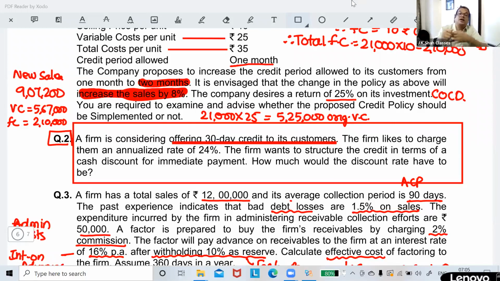First of all, you understand the time value of money, right? Whatever I sell today, you plan to pay me after 30 days. So I add 24% interest annualized in it. Now I will have to offer you such a discount so that it becomes equivalent. That's what the question is all about. So let's put it in some numbers.